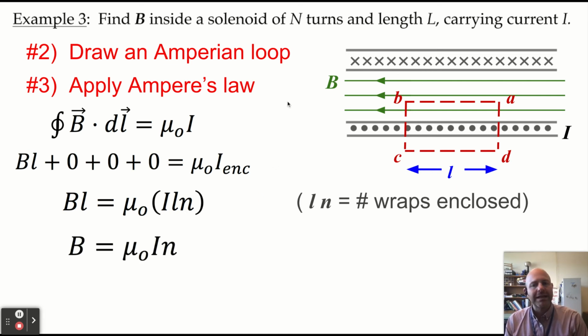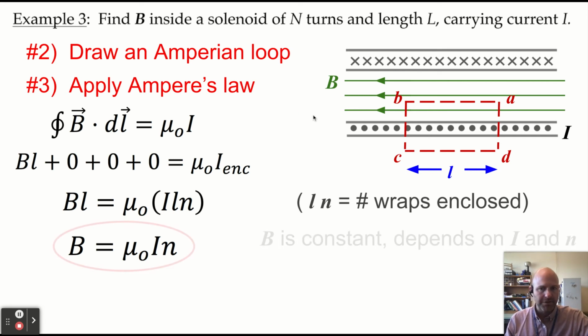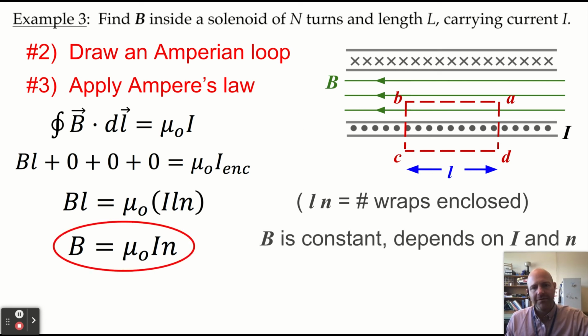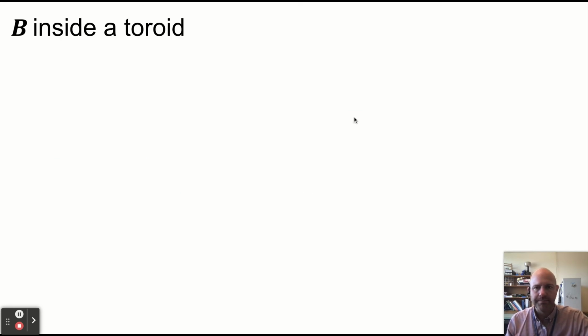And we end up with the magnetic field inside of a solenoid is mu naught times the current, mu naught again, multiplied by n, the number of coils per meter. The more coils per meter, the stronger the magnetic field. The more current, the stronger the magnetic field. And so magnetic field is a constant inside and depends on those 2 variables.